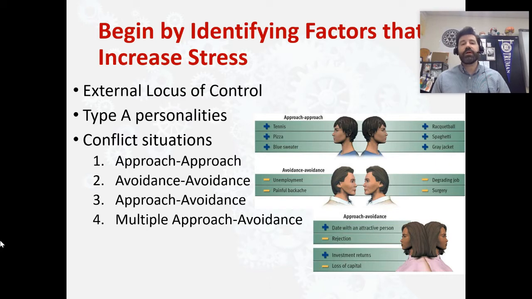Now, something on this slide that's a little new that we haven't yet talked about are different types of conflict situations that can lead to stress, and I have four of them listed there for you. So the idea behind an approach conflict would be when you are put in a situation where you have to choose between two desirable things, but you can only choose one.